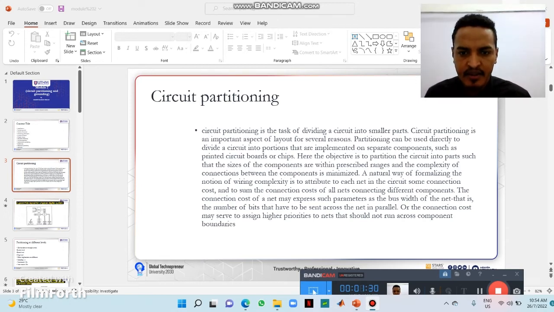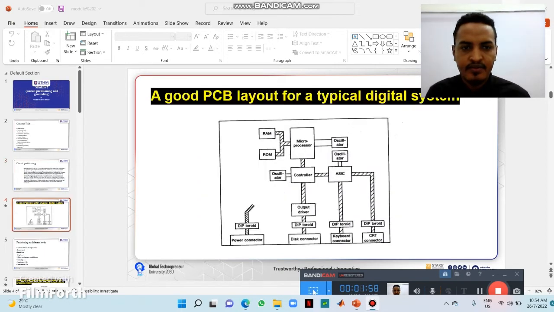Some connection cost is attributed to each net in the circuit, for nets connecting different components. The connection cost of a net may express such parameters as the bus width of the net, that is, the number of bits that have to be sent across in parallel, or the connection cost may be used to assign higher priority to the nets that should not run across components.